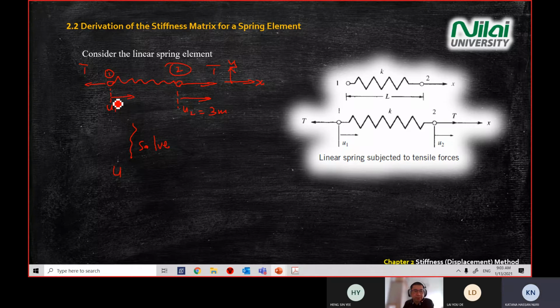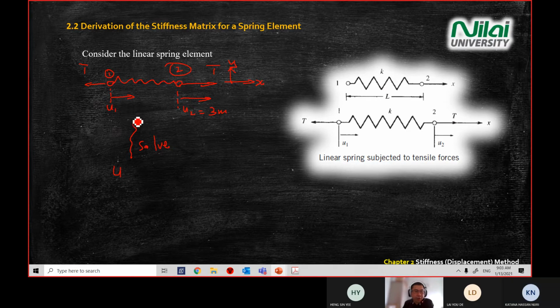Point 1 will go to the left or right? If you're given the tensile force at point 1, like what you see on the screen here, what is the direction of the displacement? Will it go to the left or right? Left. Go to the left, right? So logically, you know that this point will go to the left.